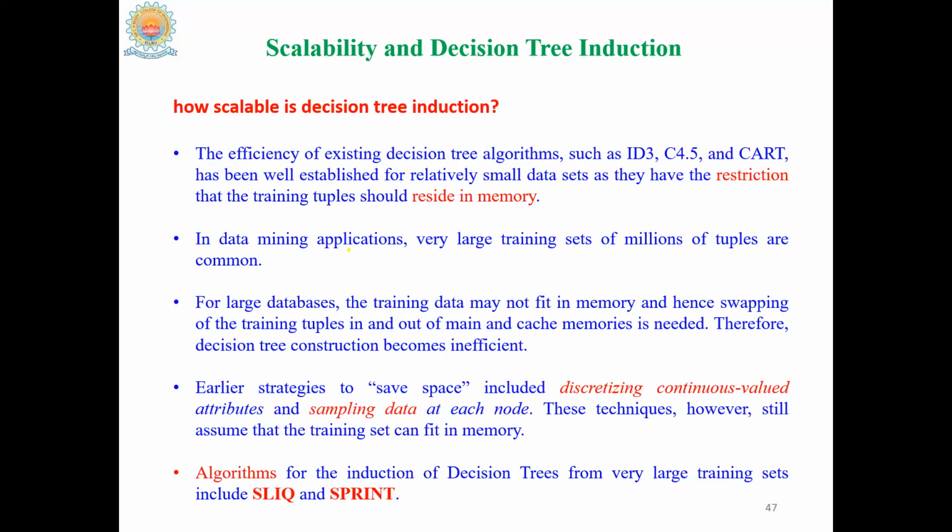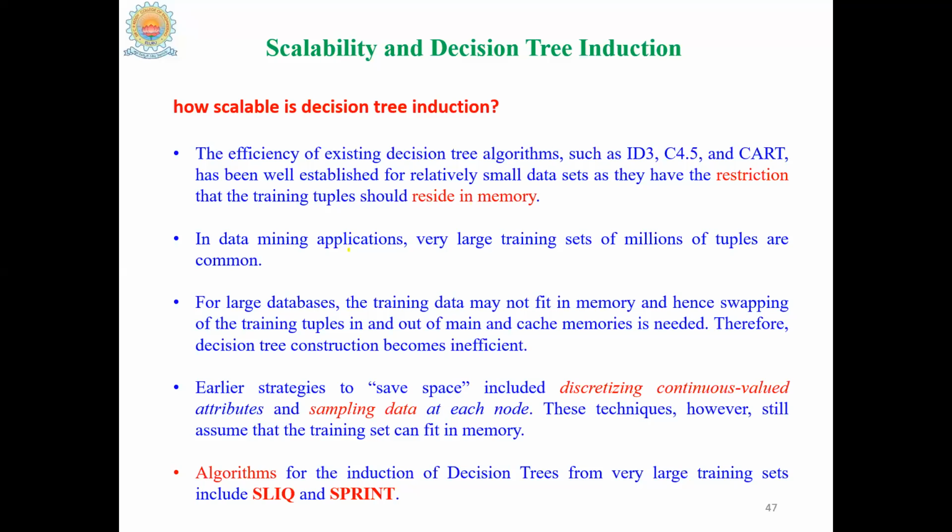That training data set should be in main memory. That is the primary condition. So what happens if the data set is too big? It is very difficult to hold the entire big data set in the main memory. So it leads to some scalability issues for the decision tree.